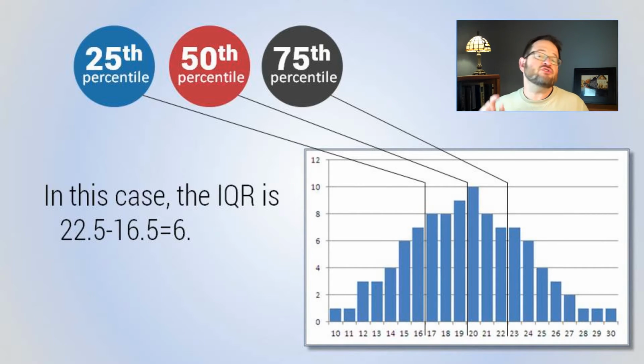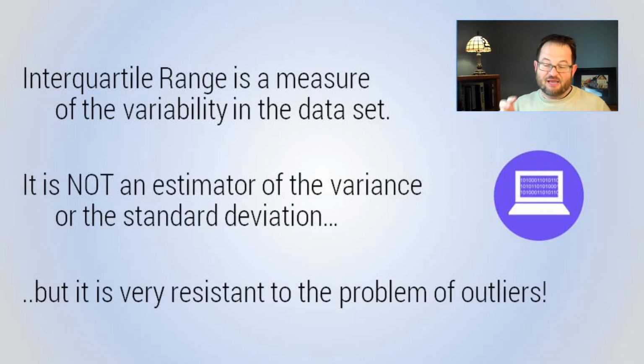Now, strictly speaking, the interquartile range is a measure of the variability in the data set, but it is not an estimator of the variance, as in that parameter, the variance of a data set. It is not an estimator of the standard deviation or anything like that. It's a measure of variability, but it is not actually an estimator of one of those parameters that we know so far.